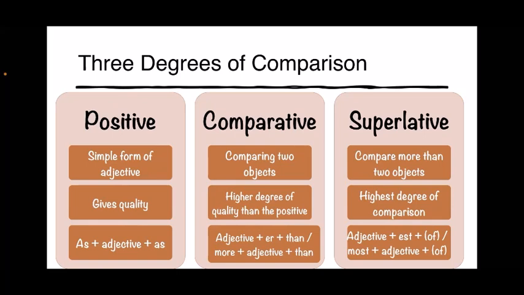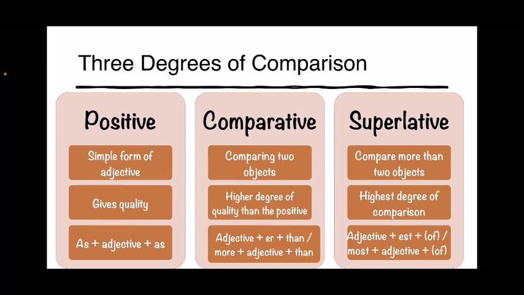The first is positive degree. In positive degree, we will find the simple form of the adjective which gives a quality. And in sentences, you will find that this adjective is followed by as, and before the adjective also you will find as. The second degree of comparison is comparative degree. Here there is comparison between two objects. Here the quality is of a little higher degree than the positive.